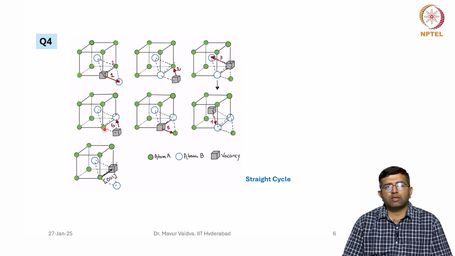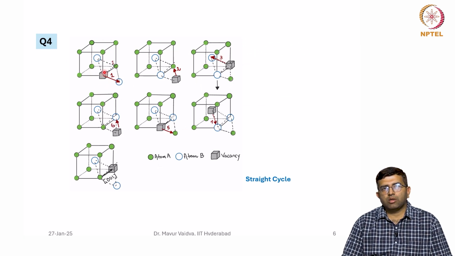So the answer is given here. In this, what happens is the vacancy exchanges in the first jump, exchanging position with this B atom here.